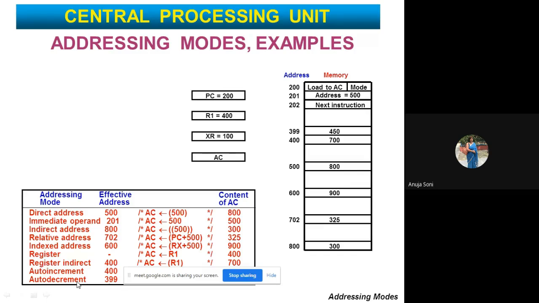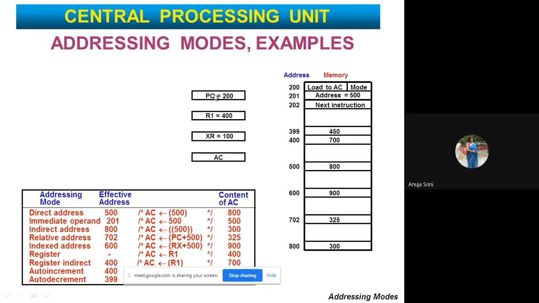It says that the value of the register gets decremented by 1 before its value is utilized by this instruction. So that means before searching for the data, before searching for the operand, prior to that, the value of R1 gets decremented. Now its value will become 399. Now at the location 399, we need to find the operand.